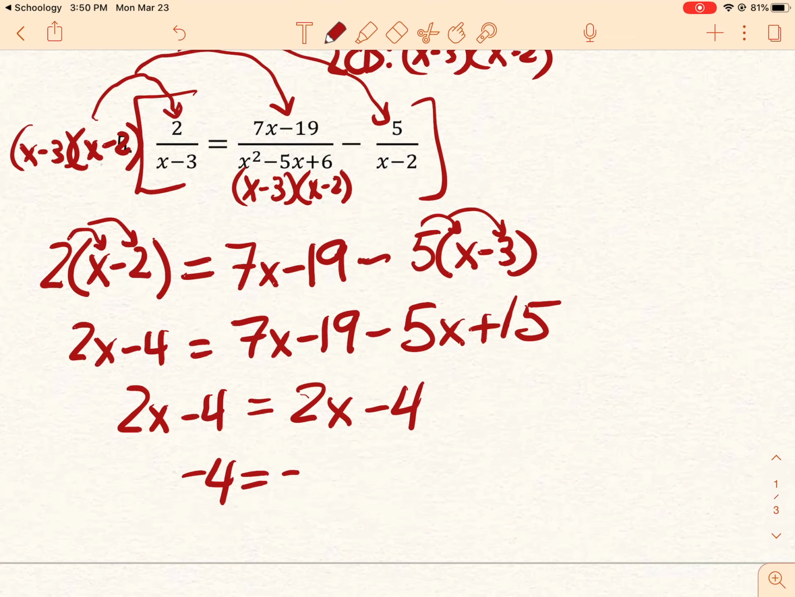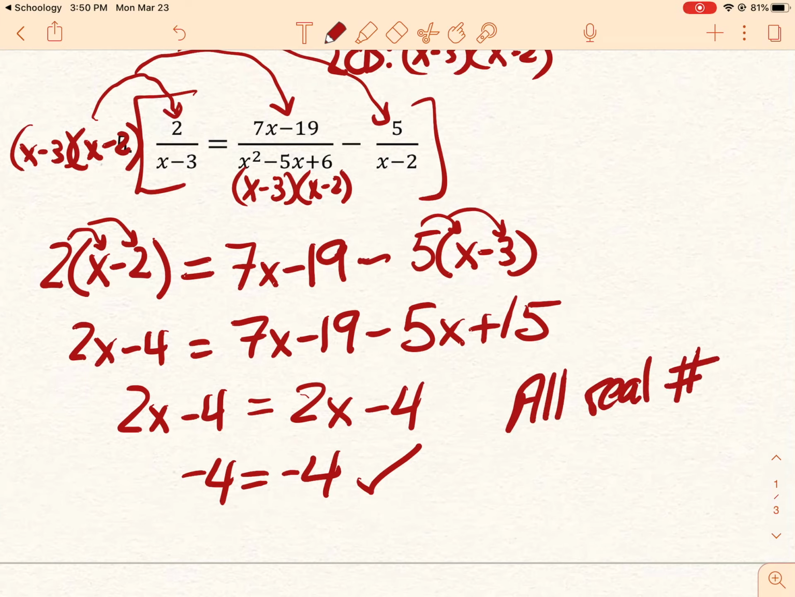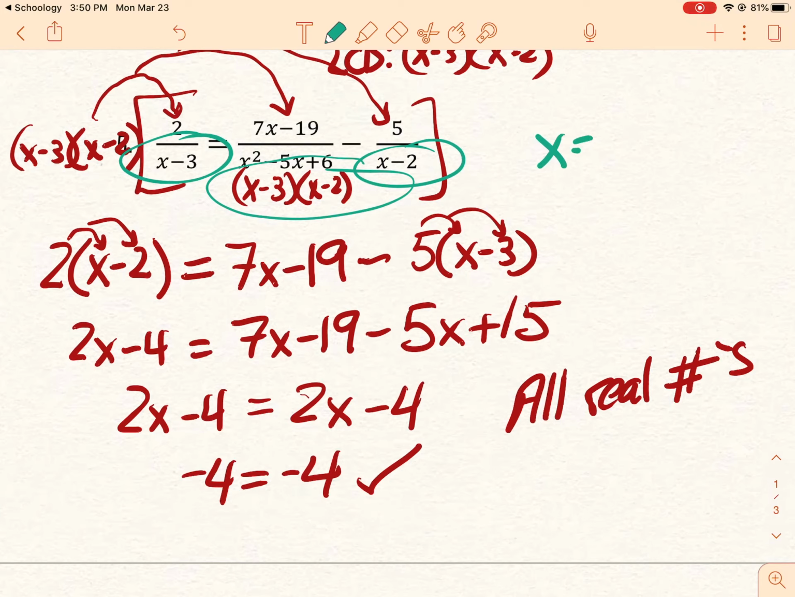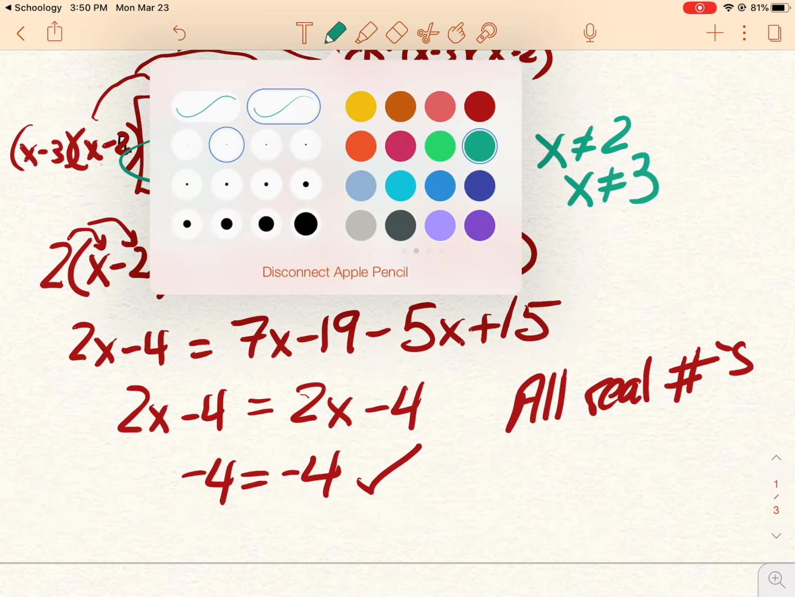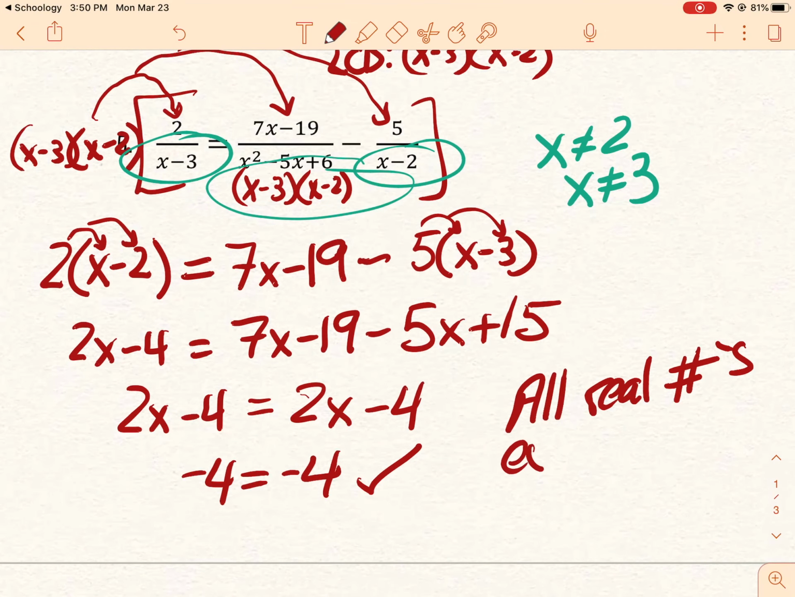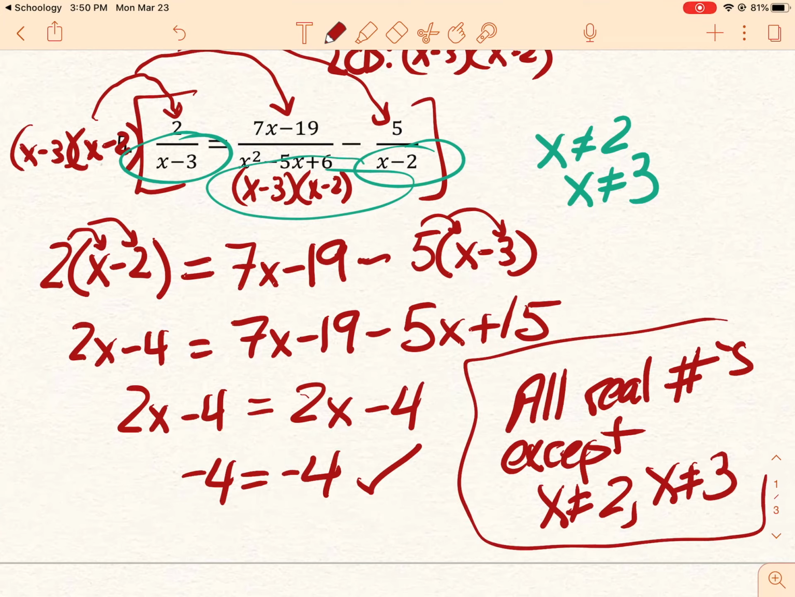Those end up canceling out. So we get negative 4 equals negative 4, which is true. So that actually means it's a unique situation. We're getting all real numbers except, remember in the beginning, you can't divide by 0. So you would set the denominators equal to 0 because x can't be 2, x can't be 3. So all real numbers except x can't be 2, x can't be 3.